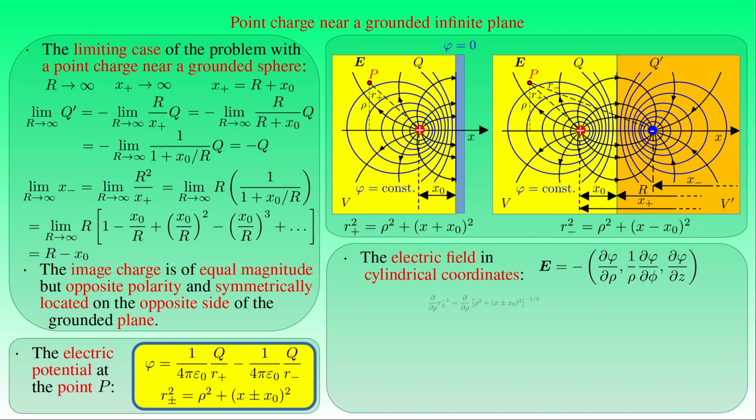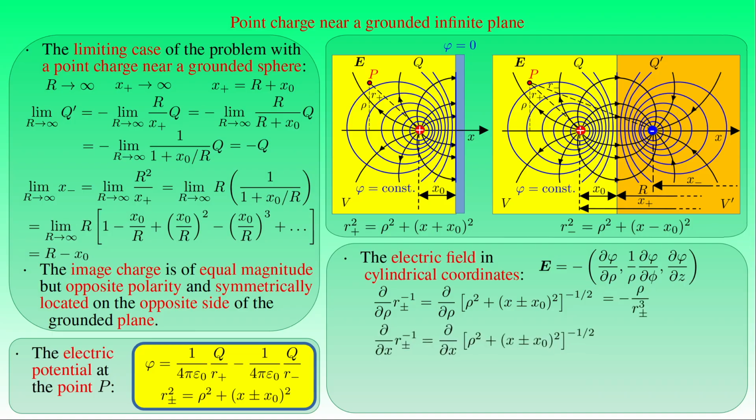First we calculate the partial derivative of r sub plus or minus raised to minus 1 with respect to the radial coordinate ρ, which gives minus ρ over the cube of r sub plus or minus. Then we determine the partial derivative of r sub plus or minus raised to minus 1 with respect to the x coordinate, and we obtain minus the ratio of x plus or minus x0 to the cube of r sub plus or minus.